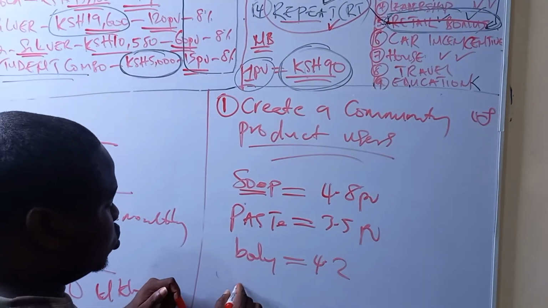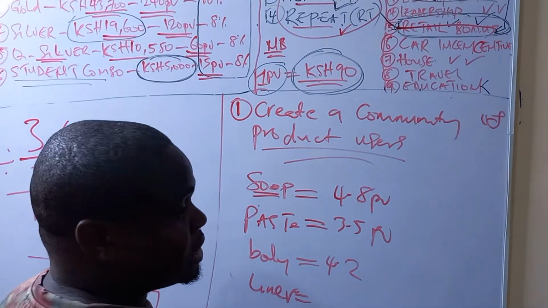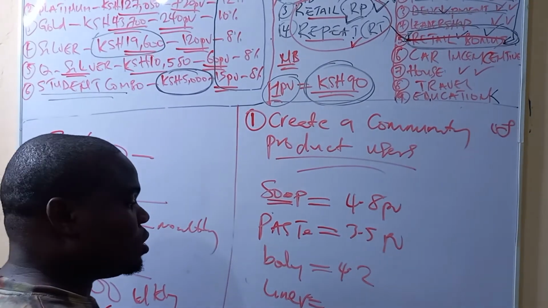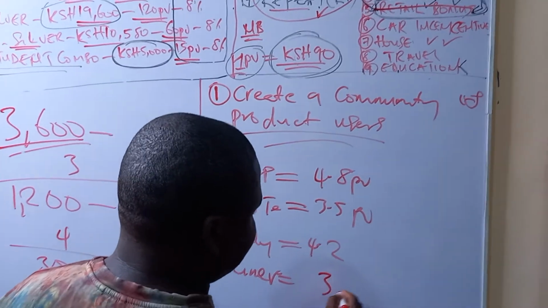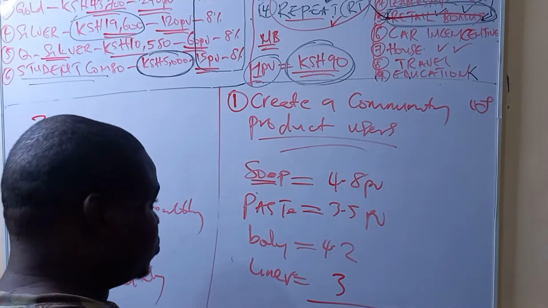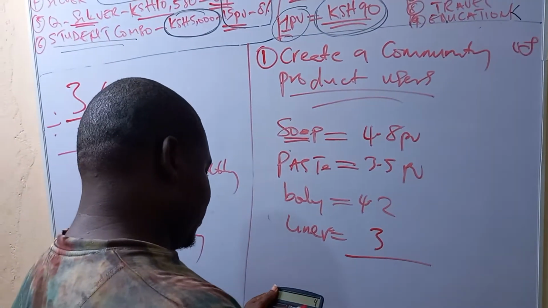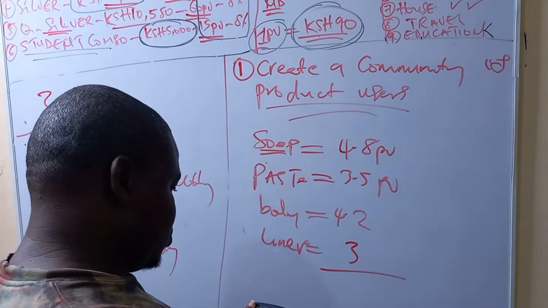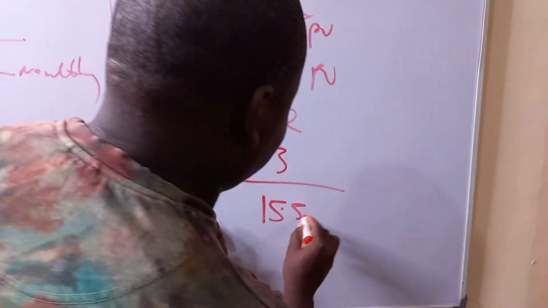Then we're assuming they also use the liner as well. The liner is good for both men and women. Women with any hormonal issues, fibroid, menstrual disorder, and men with stroke, with any body pain issues. So the liner is 3 points in Kenya. Let's sum the total. 4.8 plus 3.5 plus 4.2 plus 3. That is one single customer, 15.5 points.